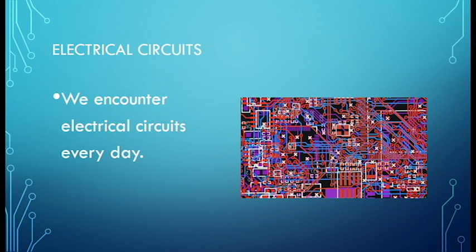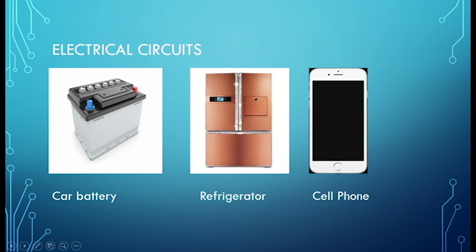Electrical circuits are everywhere. We encounter them every day in our homes, in our cars. Pretty much anywhere where we encounter electricity, we encounter electrical circuits. They are in car batteries, refrigerators, cell phones. Anything that functions from electricity has an electrical circuit.